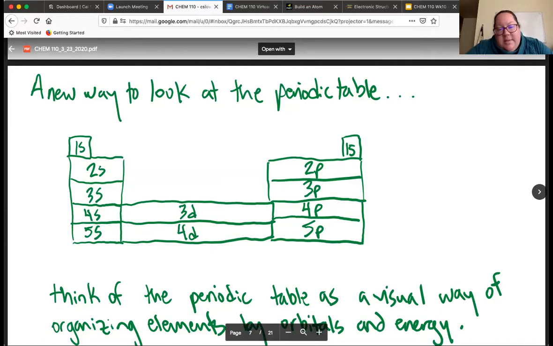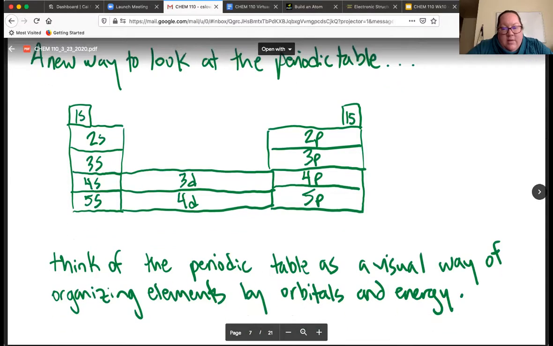So I want you to think about the periodic table as a visual way of organizing elements by orbitals and energy. So take a moment and in your notes, go ahead and sketch this version of the periodic table. That's going to be really helpful as we move forward, especially when it comes to writing electron configurations.